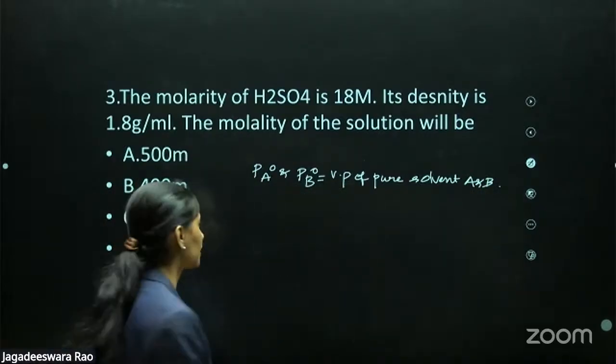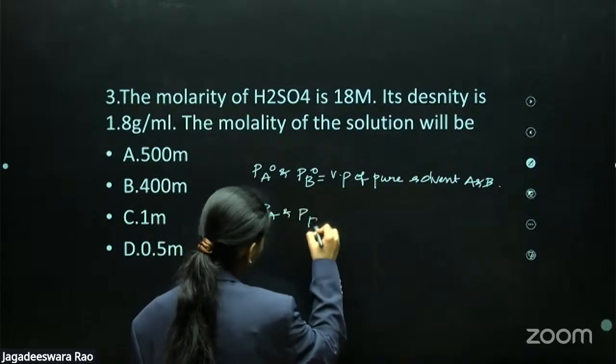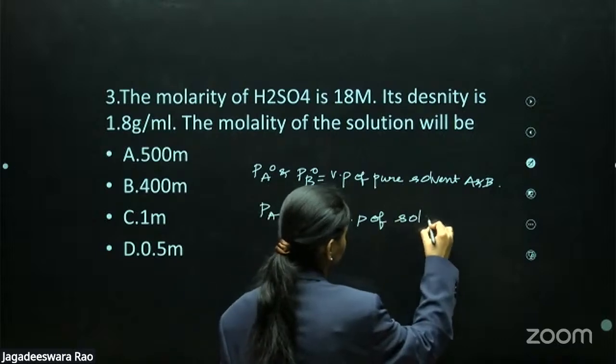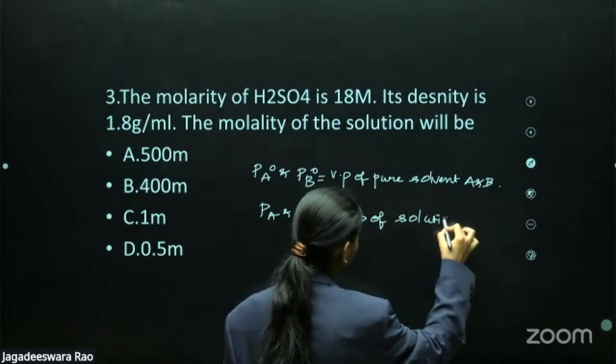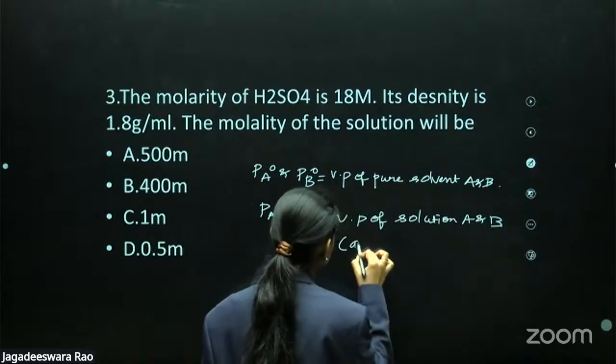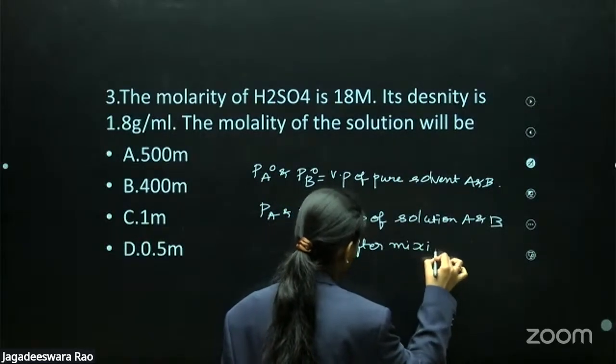Got it? So then what are PA and PB? PA and PB are nothing but the vapor pressures of the solution, or the vapor pressures of A and B after mixing them. And the total pressure is the total pressure of the solution.